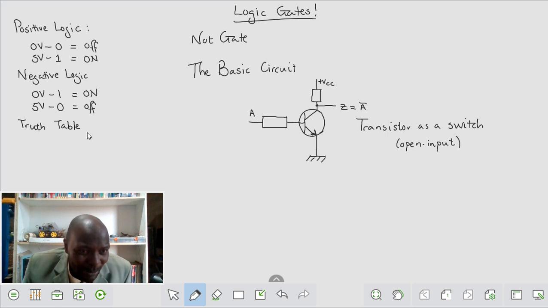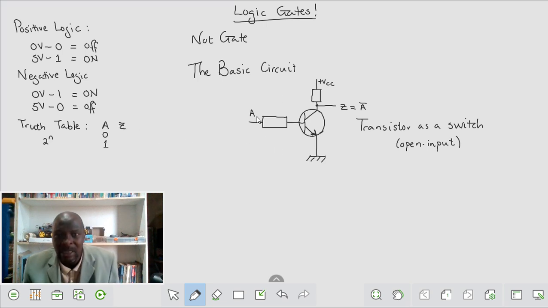So in our truth table, we have to include all possibilities. In this case, we have an input A. It can only be off or on. Remember, the number of conditions in the truth table is 2 to the power of n, where n is the number of inputs. We have only one input, 2 to the power of 1, 2 conditions, on or off. And the output, we will have to see how the circuit would respond. So remember, we're using positive logic. 0 means 0 volts. So if we have 0 volts here, what does it mean?